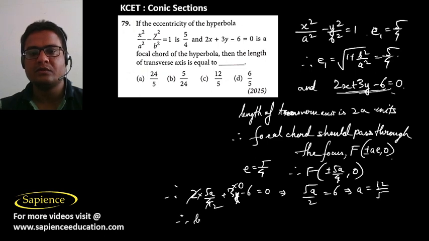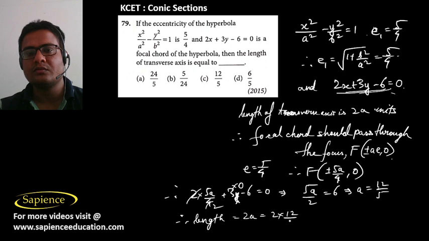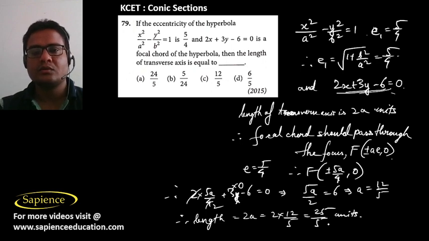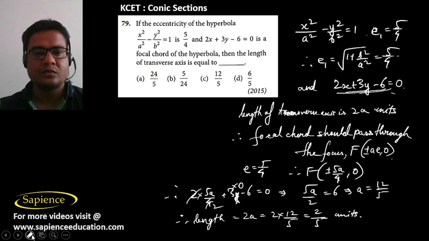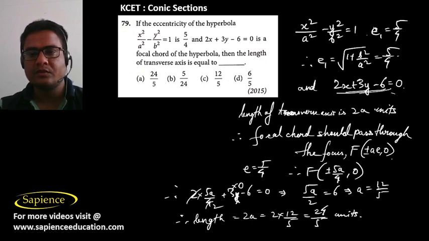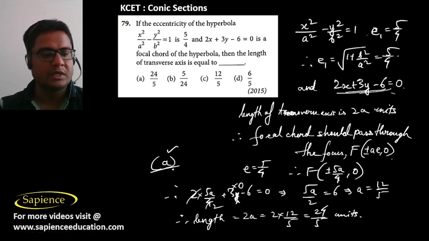Therefore the length of the transverse axis will be 2a units, that is 2 into 12 by 5, that is 24 by 5 units. So it is option A, and A is the correct answer.